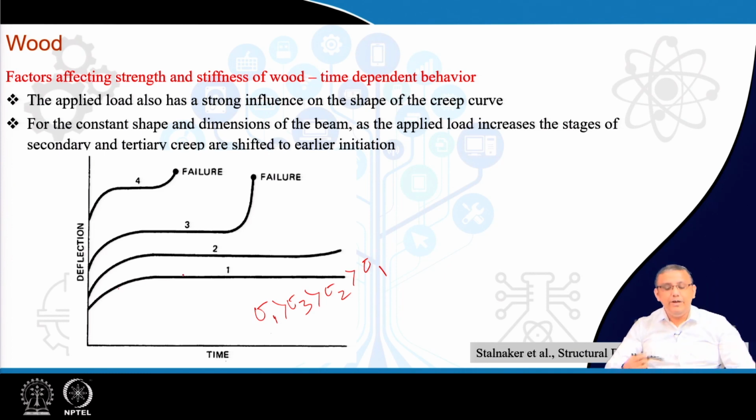load is being applied, we might not have the tertiary creep or the failure at all. That means, if the load is very low, then this plateau of the secondary creep or the minimum creep rate might actually continue for a very long time. But if the applied load is very high, then we attain the secondary and tertiary stage and the failure in a very short amount of time. So, again the amount of load being applied is very important for wood deformation.